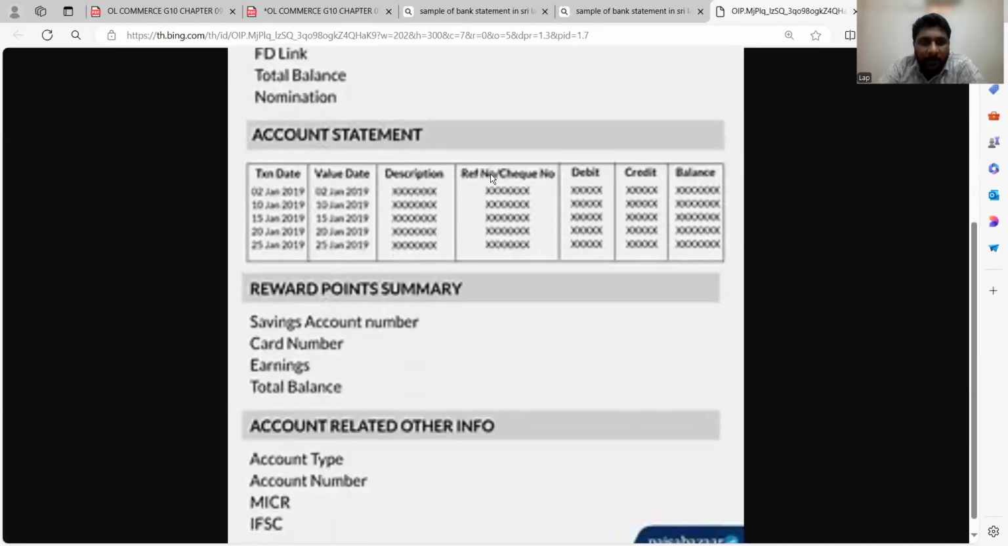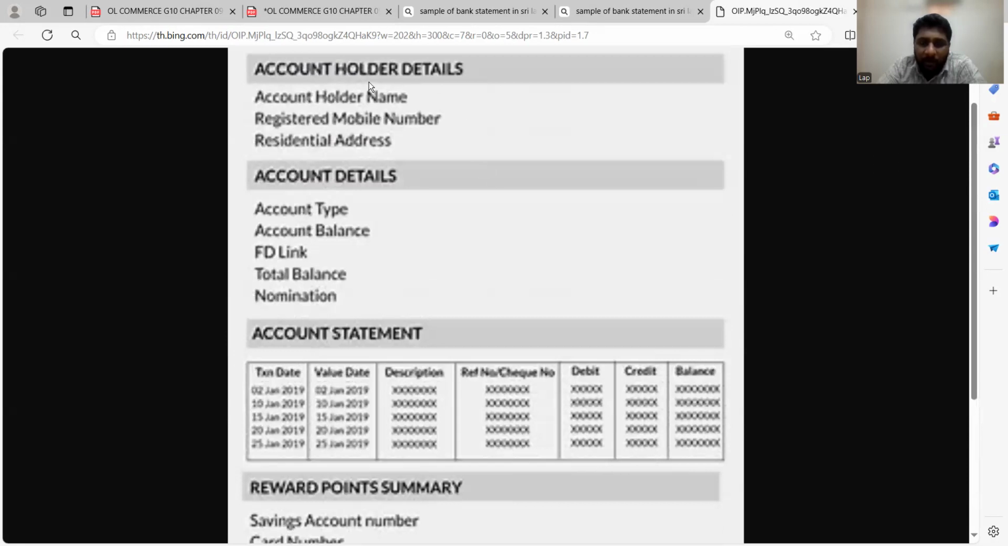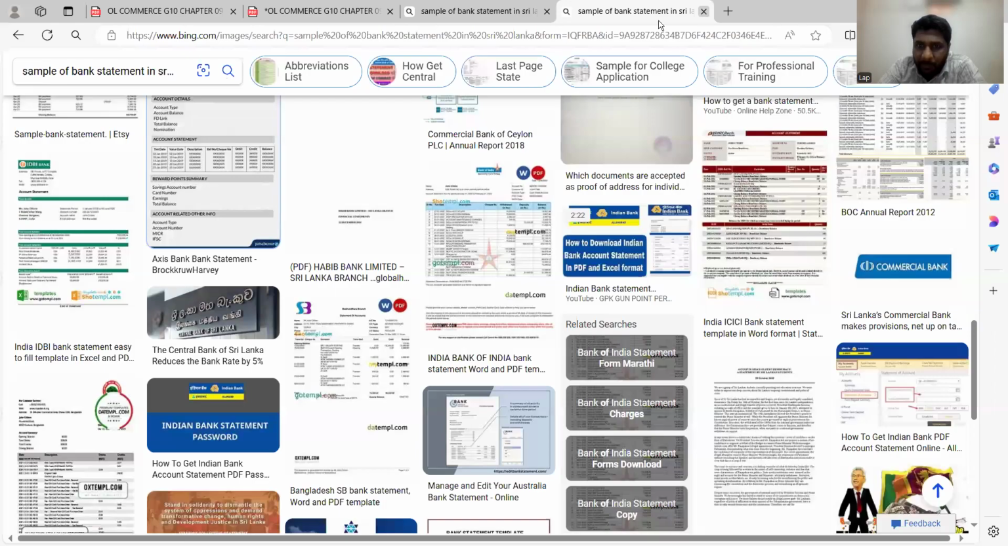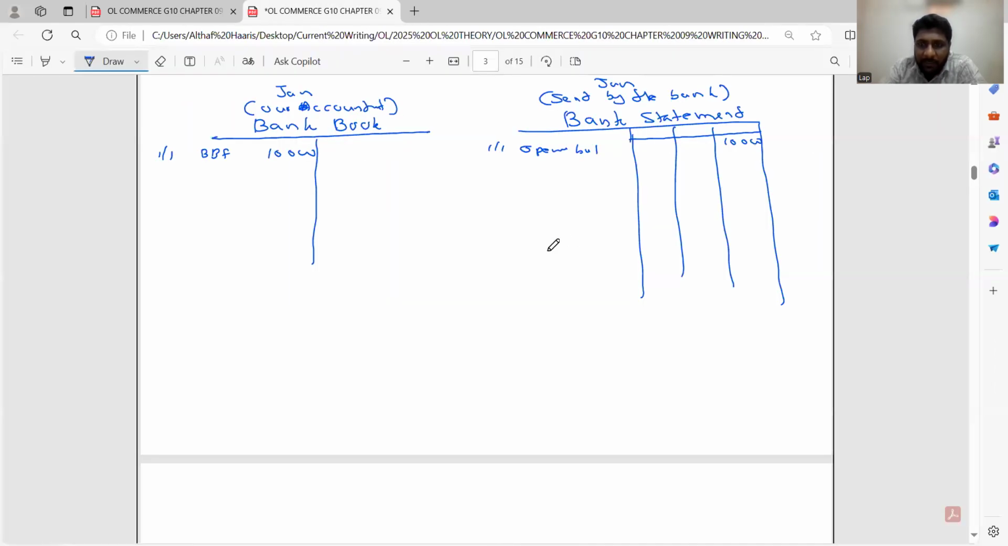You see, here this is a sample. Account holder's details will be there, account details will be there. Transaction date, description. And here, see, they have a debit column, credit column, balance column. So that's what I wanted to show you. That's why, people, I drew three columns here. One is for the debit, the other one is for the credit, and we have a balance column.